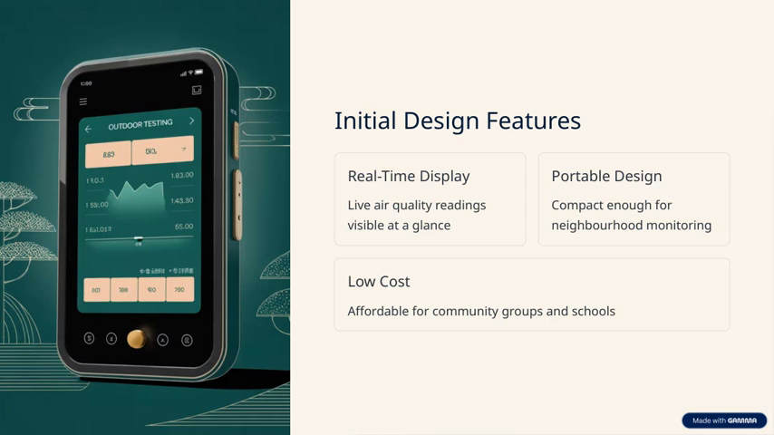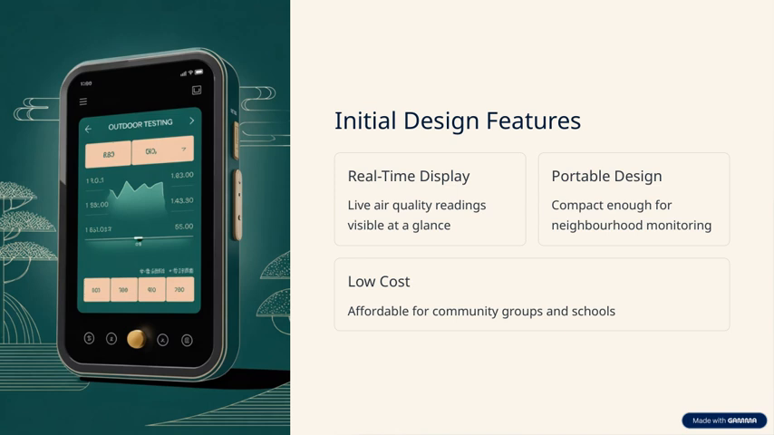Now, let's take a look at some of the key features of the initial design. First, we have the real-time display. This means that users can see live air quality readings at a quick glance, making it easy to monitor pollution levels instantly and respond accordingly.